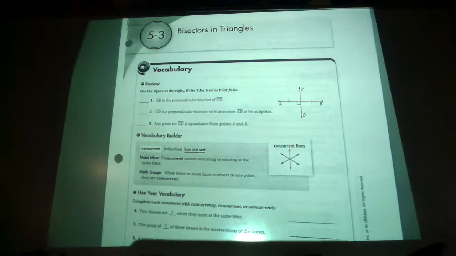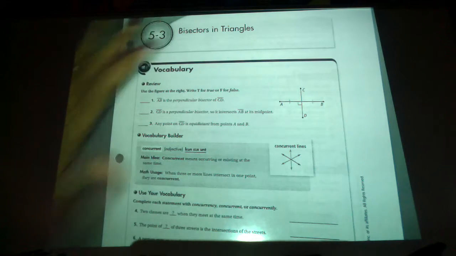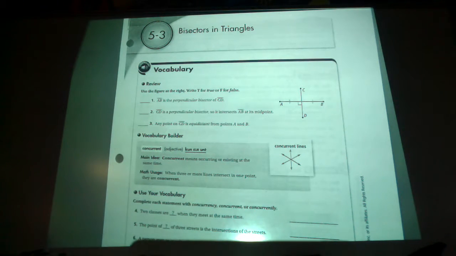All right, so 5-3 discussed two different things: bisectors and triangles. Now, we've already looked at perpendicular bisectors and angle bisectors. So we know that a perpendicular bisector bisects the side that it cuts and is perpendicular to that side. We know that an angle bisector bisects the angle that it's coming from, the vertex of that triangle. But if you have all three perpendicular bisectors in the triangle and all three angle bisectors in the triangle, they intersect in a particular point, and their intersections create certain things, which we will explore here in a minute.